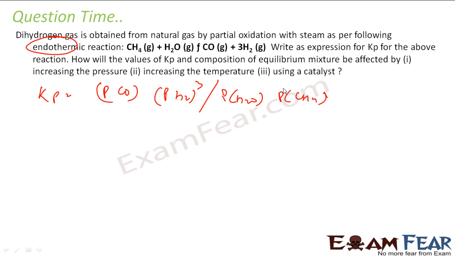So the next question says, what will be the effect on Kp when the pressure is increased? When pressure is increased, the reaction goes to the side with fewer moles. This side has 1 plus 1, 2 moles, and this side has 4 moles. So the fewer moles side is this one, so it will go in the backward direction.